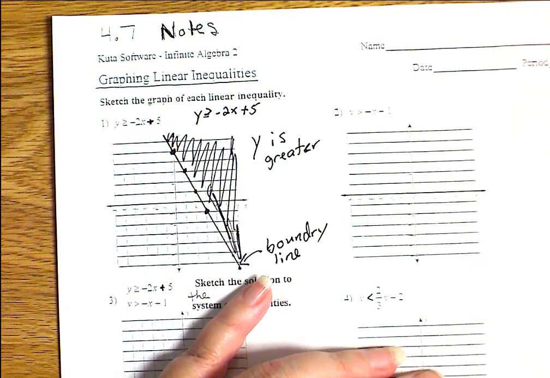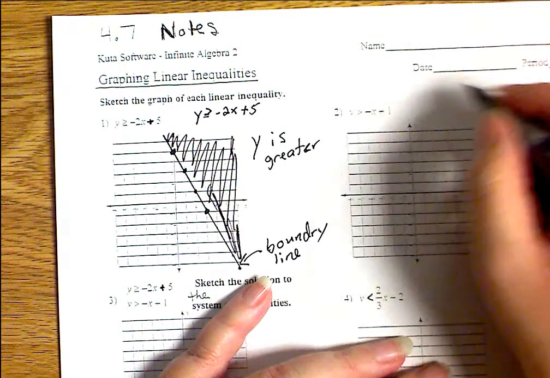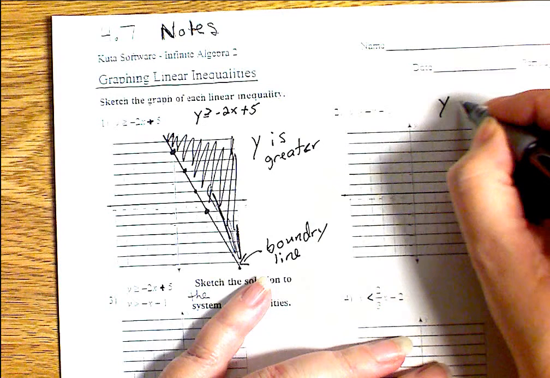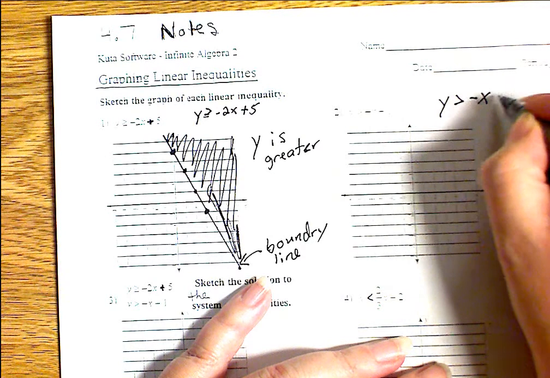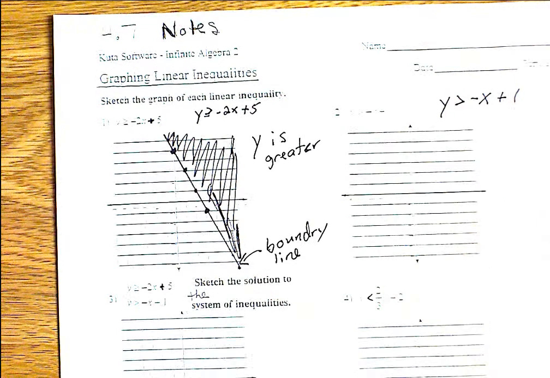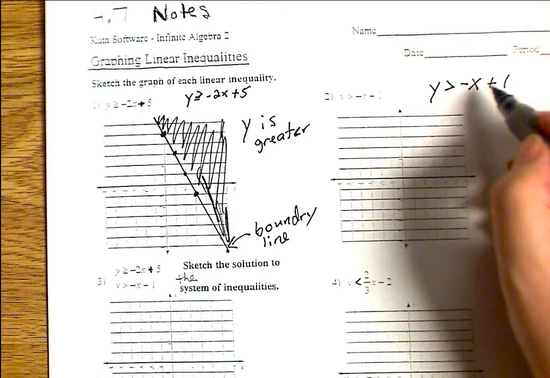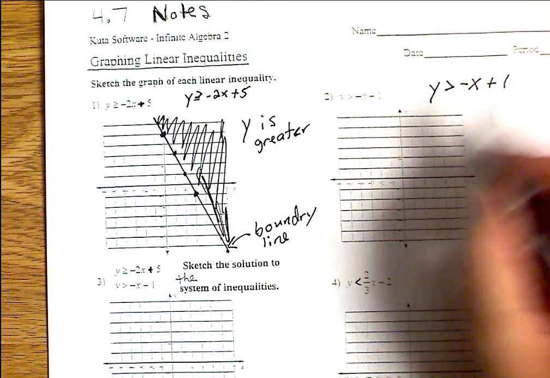That's it for those, yep. This one, I know it's still really hard to see, so I'm going to rewrite it. So this one says y is greater than negative x plus 1. So you're going to go to 1 and put a dot.